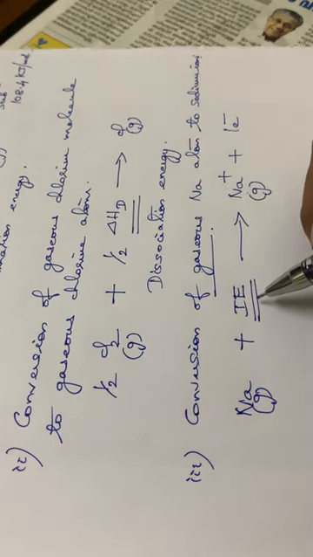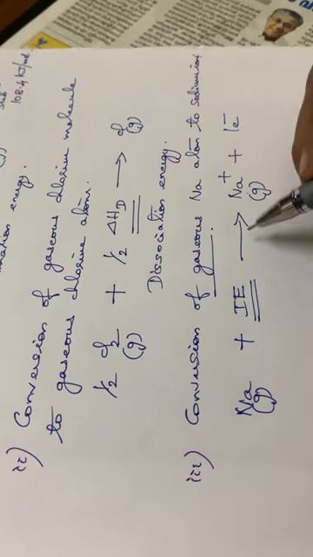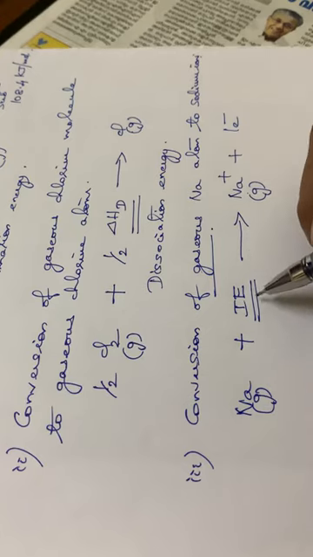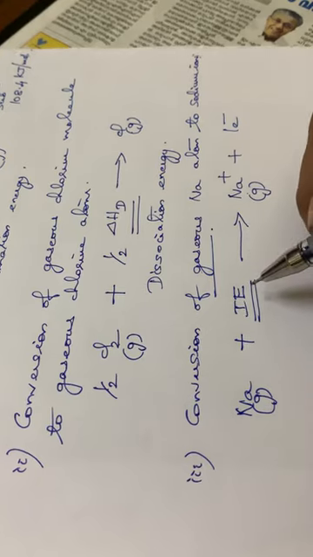So how will you define ionization energy or ionization enthalpy? This ionization enthalpy is the amount of energy required to convert 1 mole of gaseous sodium atoms into sodium ions. This energy is called the ionization enthalpy.